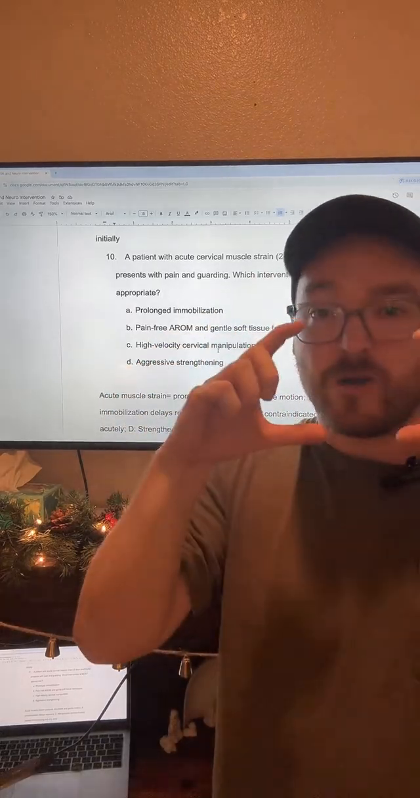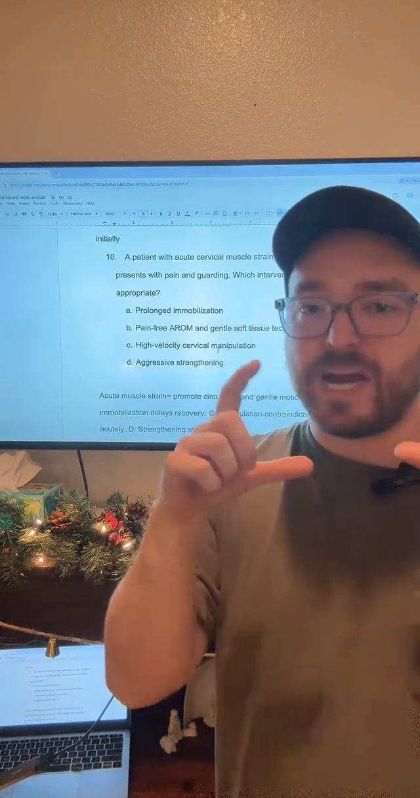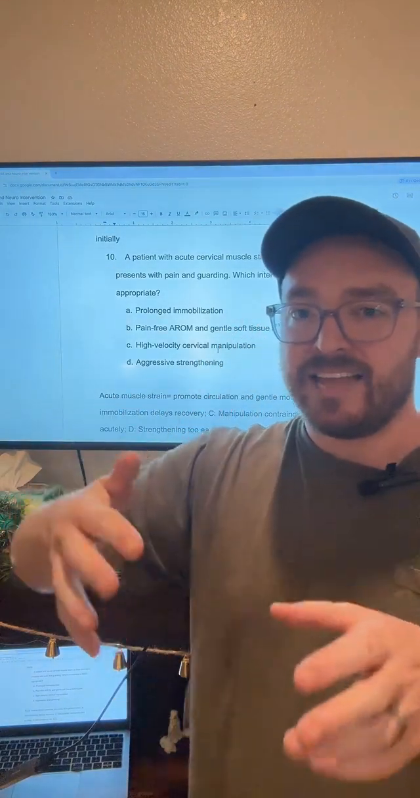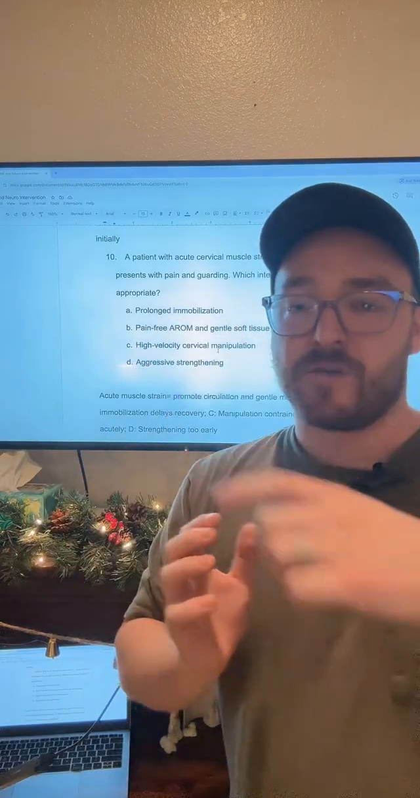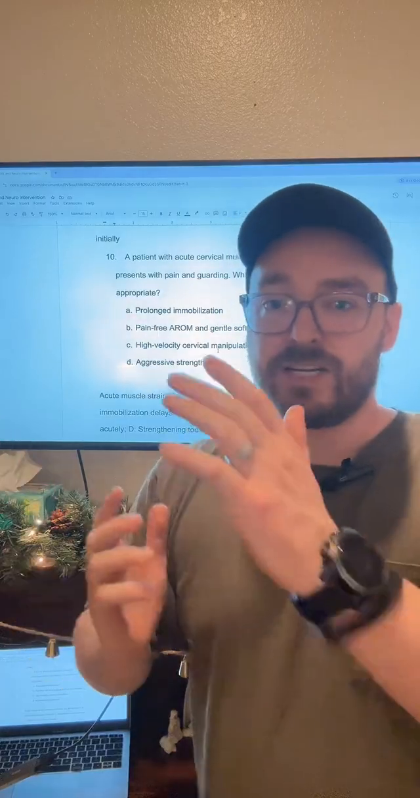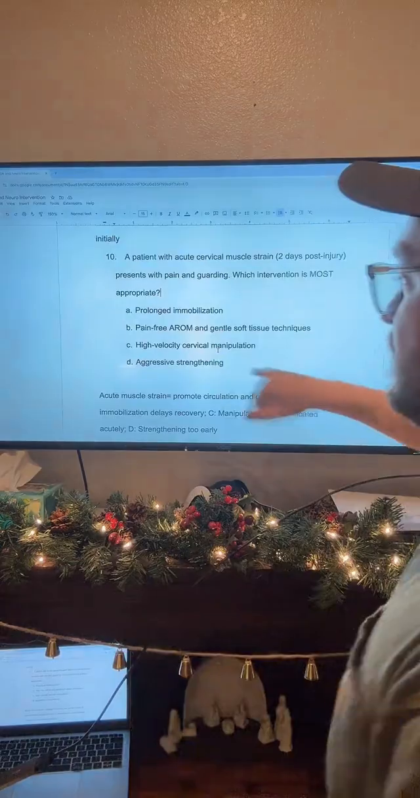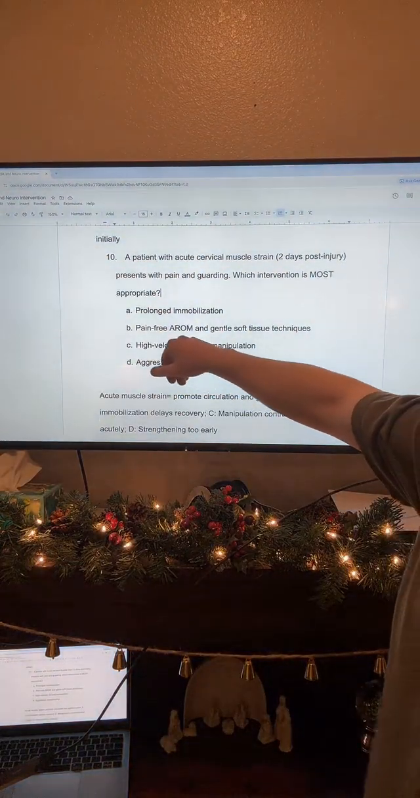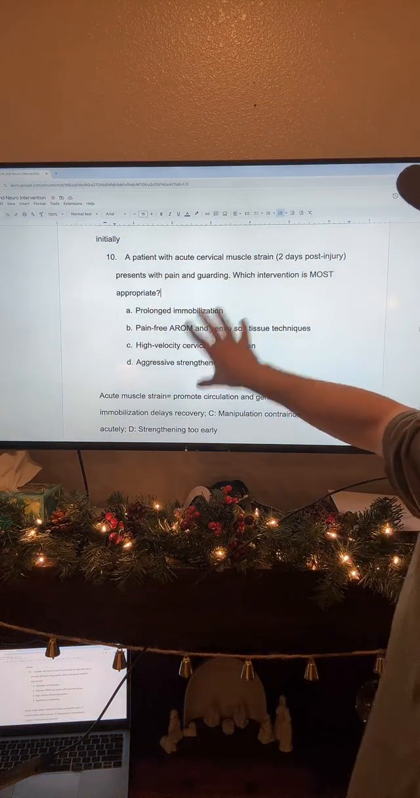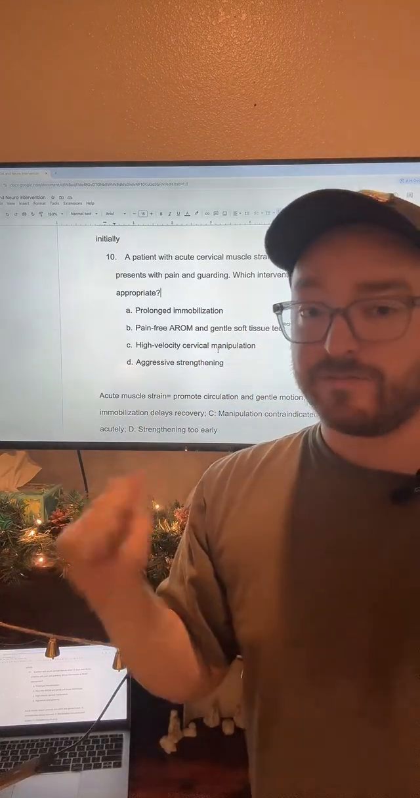So their muscles are already guarding, which means they're actively contracting, right? And so if I take them to end range and then do a high velocity thrust, what I'm probably going to do is strain the muscle that's guarding, because I'm forcing it to stretch when it's really contracted, right? And so if you do a high velocity thrust on a joint where the surrounding muscles are guarding, you're more likely to just damage the muscles further.